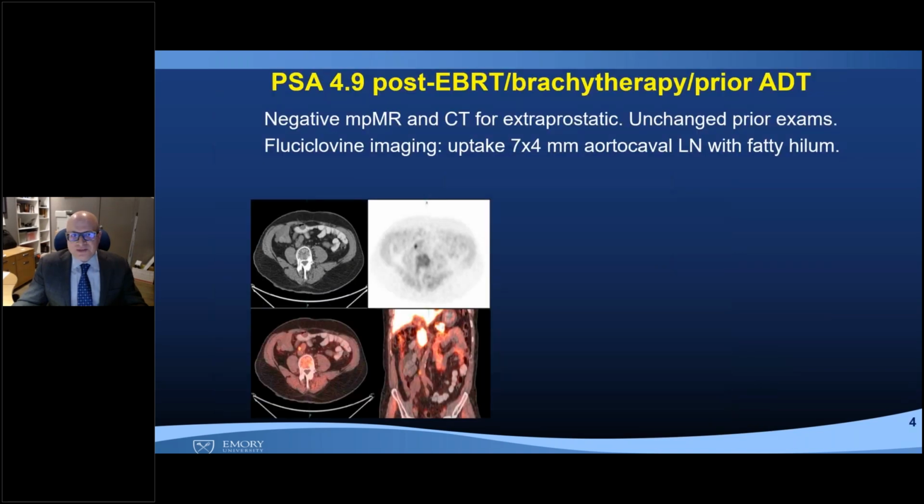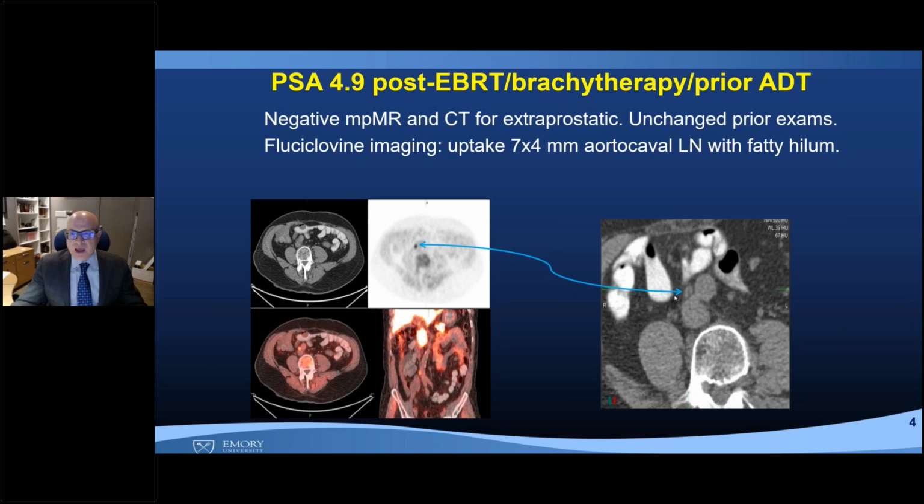Let's start with a case. This patient has a PSA of 4.9 post-EBRT, brachytherapy, and prior androgen deprivation. Had a negative multiparametric MR and CT for extraprostatic disease. In fact, they were noted to be unchanged from prior exams. With fluciclovine imaging, we see uptake in a 7 by 4 millimeter aortocaval lymph node. It's quite small. It has intense uptake. And I'm going to blow it up. It has a fatty hilum, and this was malignant on laparoscopic biopsy.